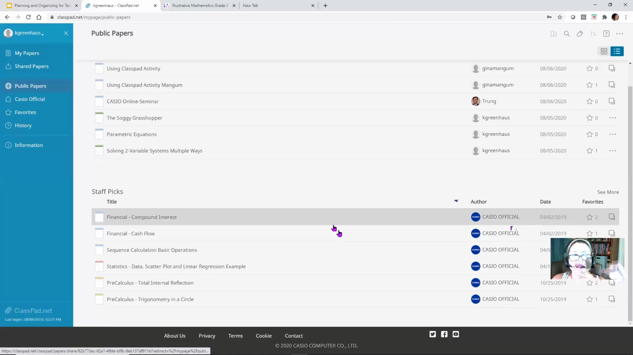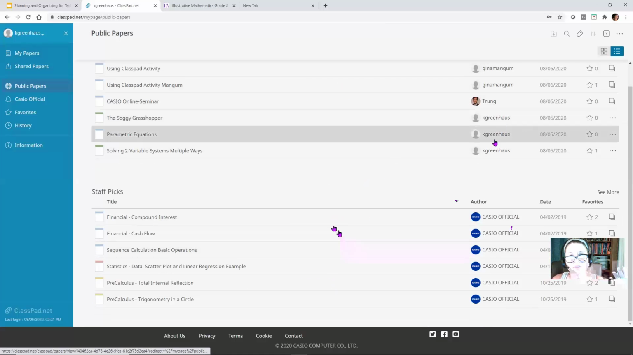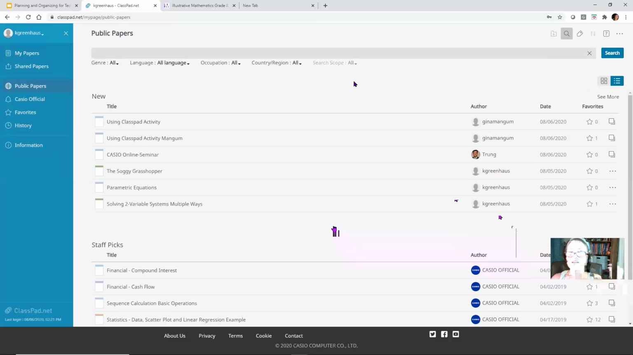And notice that you get some samples that come up. Obviously, I'm here pretty often, Casio official. But this is just like the latest ones that have been added by some people. If I want to find something specific, this is where tagging comes in. Whenever you create an activity and you want to share it, I suggest you put some tags in there. You know, keywords, what's the topic, whatever. So let's say I want something on equations.